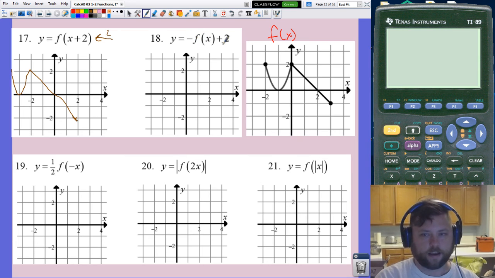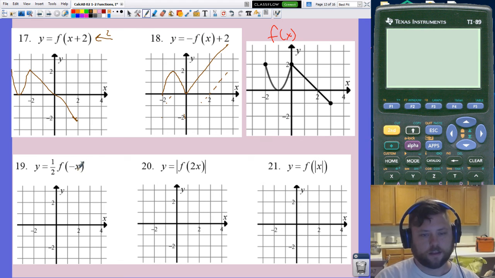Now, negative f of x plus 2, the negative is going to flip it. So it flips it upside down like this. But the plus 2 shifts it all up. So what I actually have as a function looks like this. Shifted it up 2 units after it flipped it.